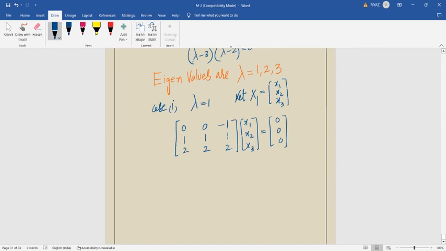Echelon form means if zeros occur in that matrix, they should be in increasing order. That means if the first row has one zero, then the second row has two zeros, and the third row has three zeros. That form we require. Here, the first 2 entries in the first row are 0 already. We will do one thing: we can change it, R1 interchanging with R2.